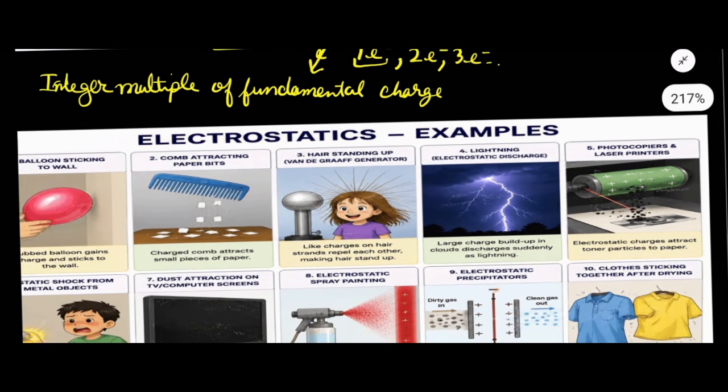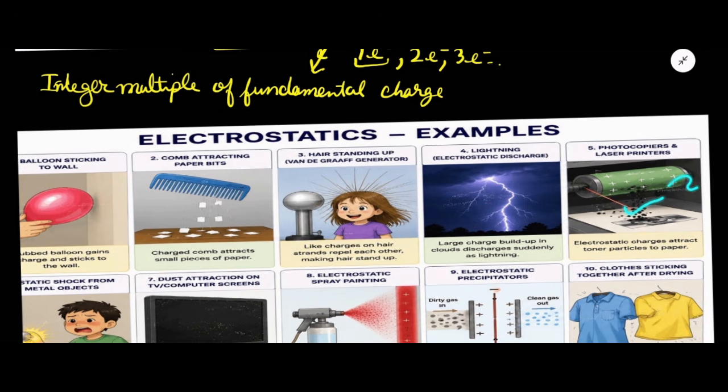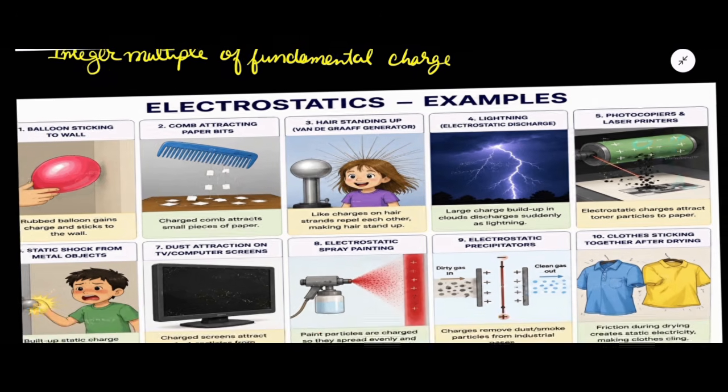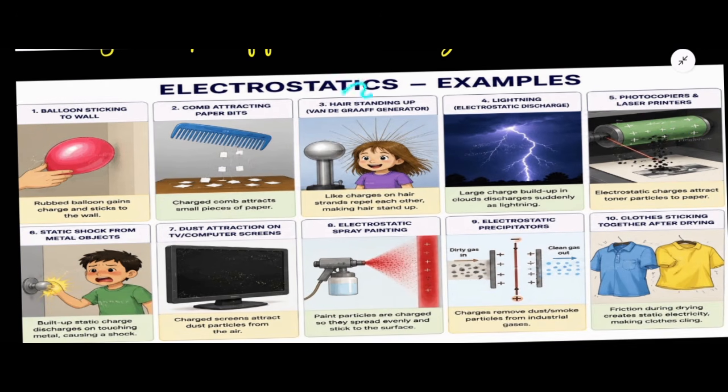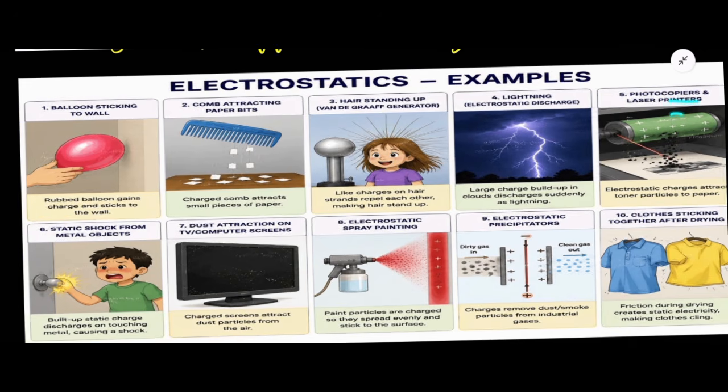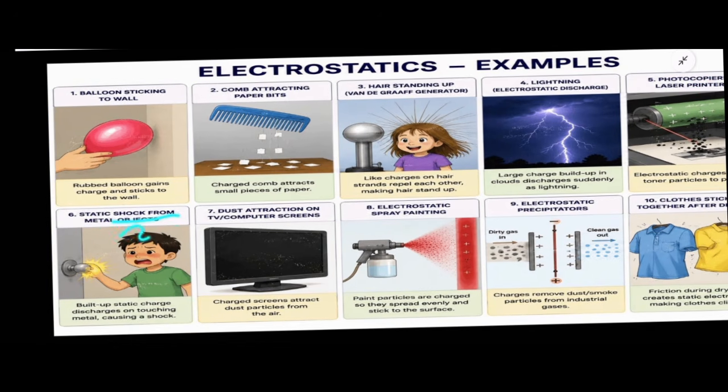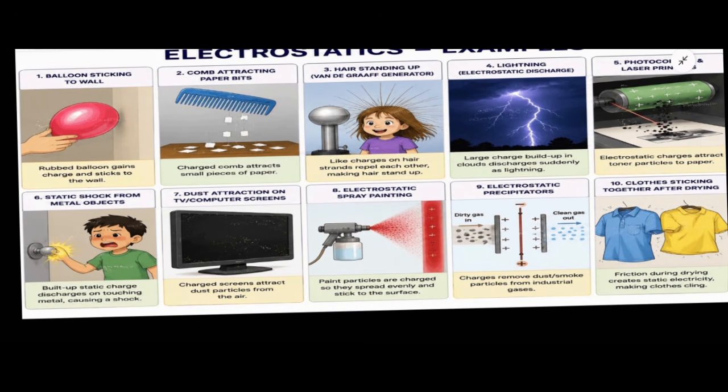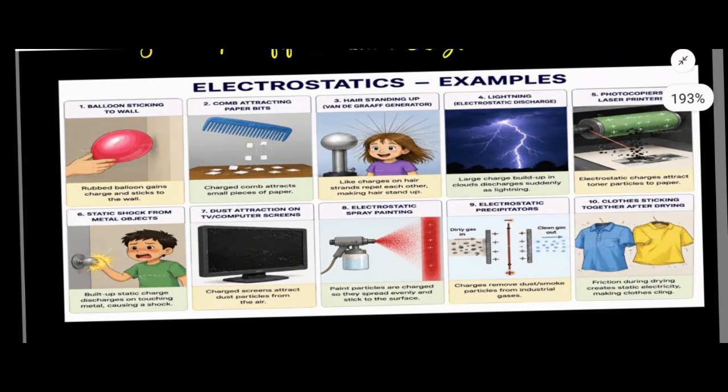Other examples are lightning and also photocopying. In photocopying, the charges attract the toner particles to the paper, so the phenomenon of electrostatics helps in the application in photocopiers. Other examples are static shock from metal objects, dust attraction on TV or computer screens, electrostatic painting, electrostatic precipitators, or clothes sticking together after drying. So these are all examples of electrostatics.